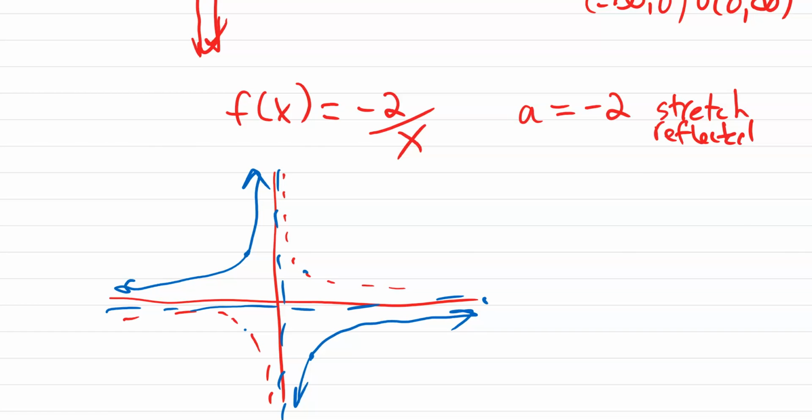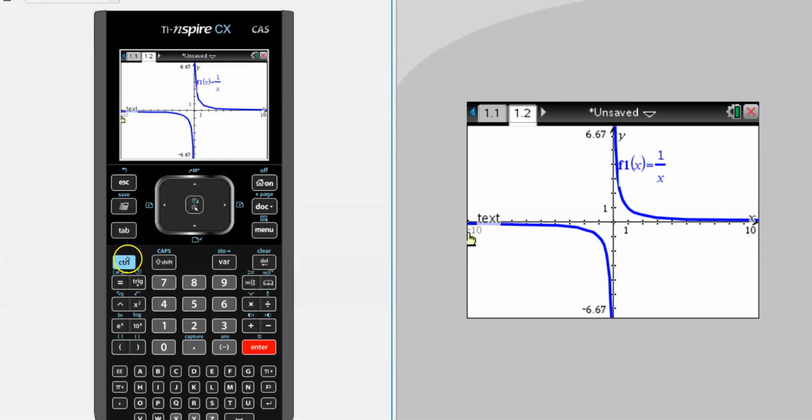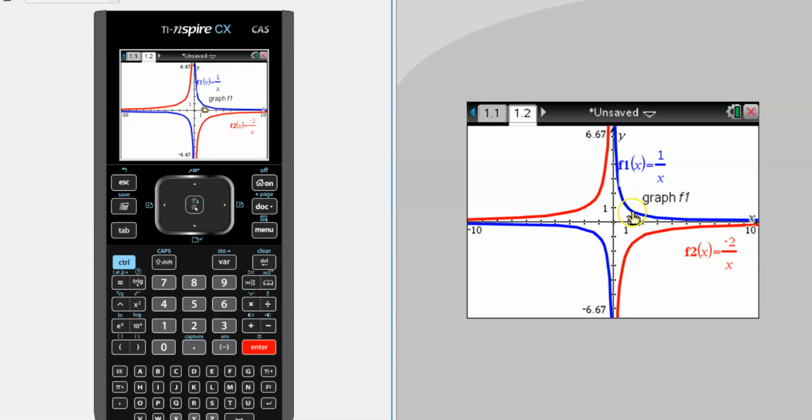Okay, so I can show that again on my calculator. If I made that -2 over x, this will look just like the parent, but what? Reflected and twice as tall. So instead of going to 1, it goes to -2. Instead of 1/2, it goes to 1. It's twice as tall, and it's reflected.